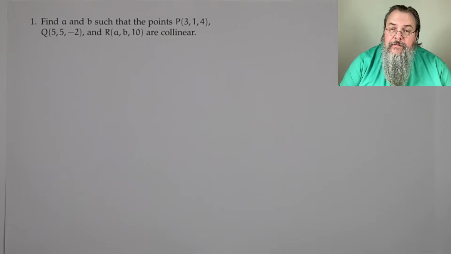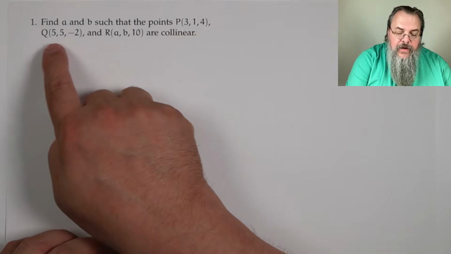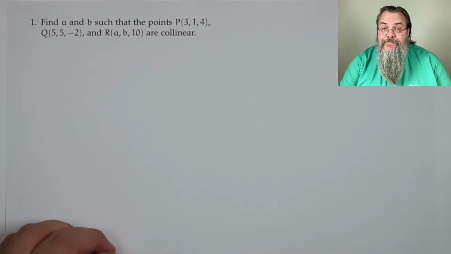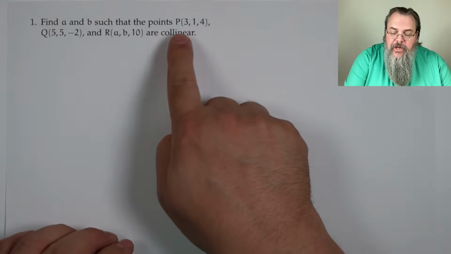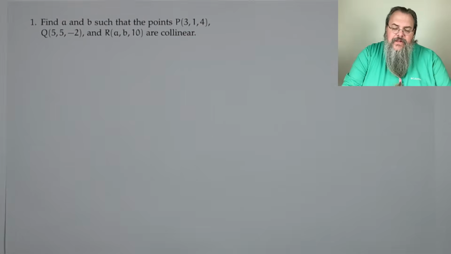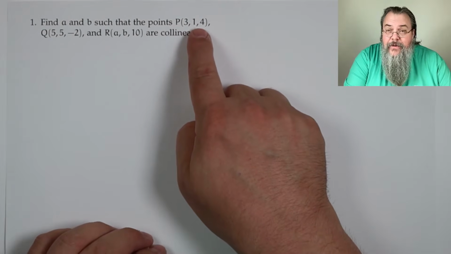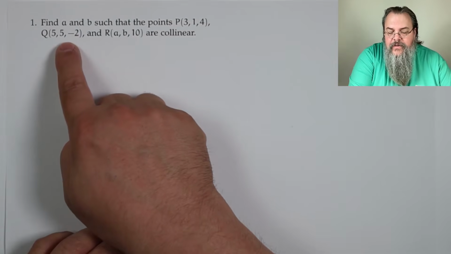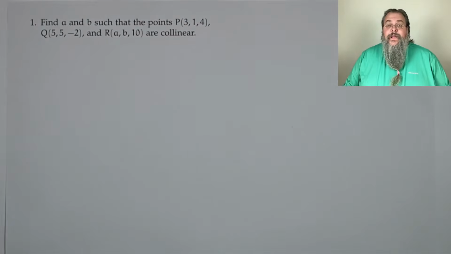Find A and B such that the points P(3,1,4), Q(5,5,-2), and R(A,B,10) are collinear. Let's talk a little bit about notation here. When it says P(3,1,4), it's not like we're trying to plug 3,1,4 into some function. It just means we're going to call a point P, and these are its corresponding coordinates. We're going to call a point Q, these are the corresponding coordinates. Point R, these are the corresponding coordinates.